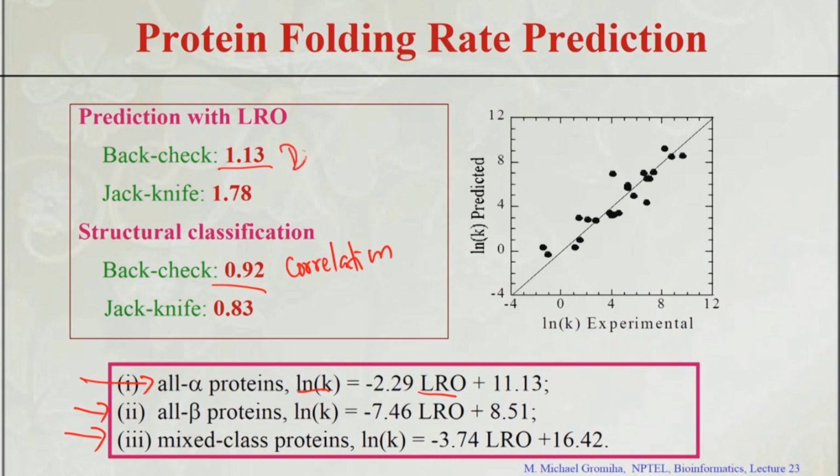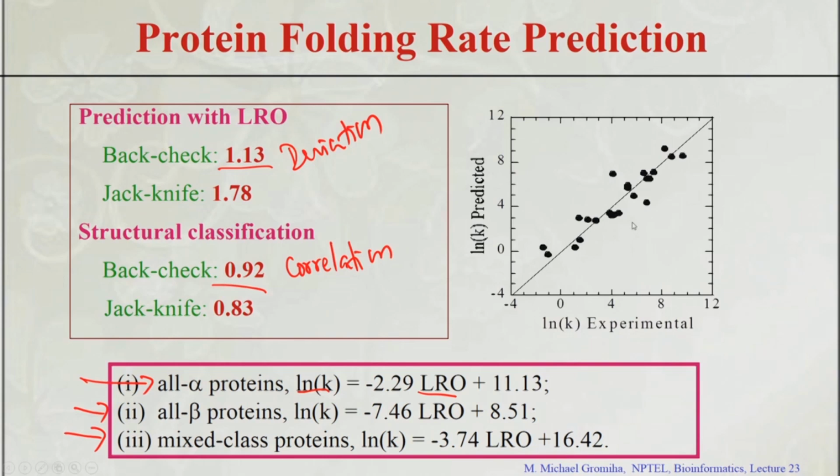This is the deviation, and here I give the correlation. So, if you do it with the classification, you can see the correlation of 0.92 for the different structure classes, alpha, beta and mixed class. Here this figure shows the comparison between experimental and predicted ln kf. You can see there is a good correlation between the experimental and the predicted folding rates, where most of them are very close to this straight line, this slope.